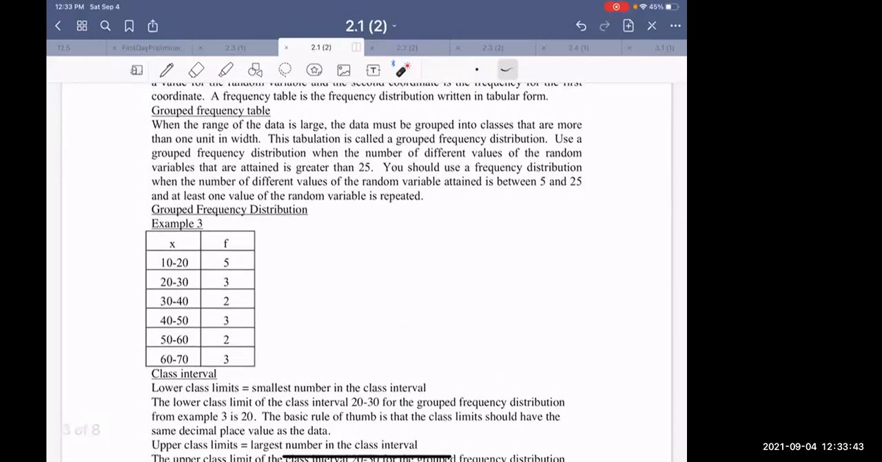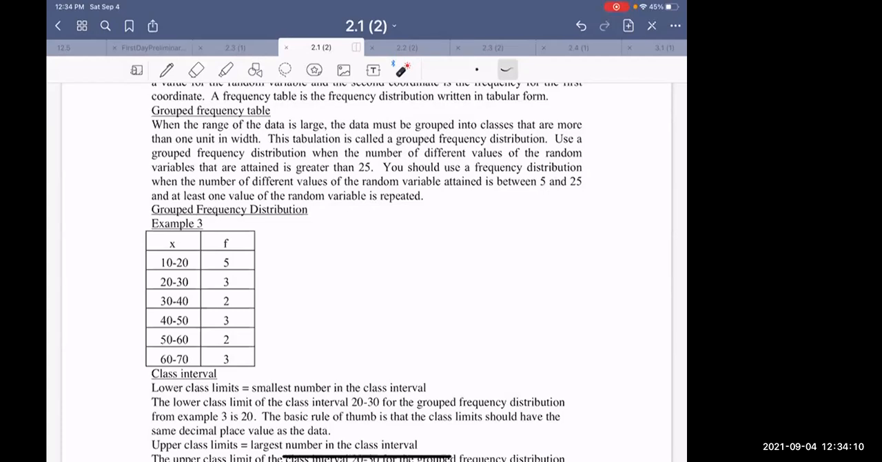So use a group frequency distribution when the number of values of the random variable is greater than 25. So if you have more than 25 different values that can be attained by the random variable, then use a group frequency distribution.